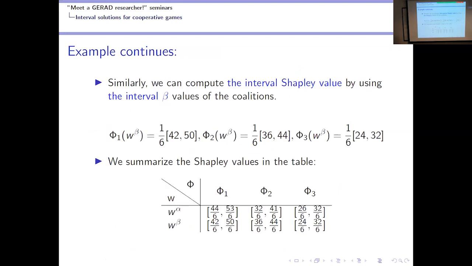So let me calculate also the interval core, but before that, we can also compute the interval Shapley value by using the beta characteristic function. So this is the result. This is the value of the interval Shapley value for 3 players. And we can summarize these values in this table. And I'm gonna give more detail as well at the end about this table.